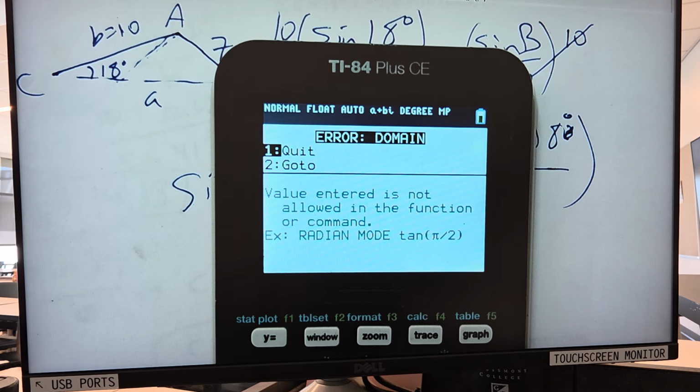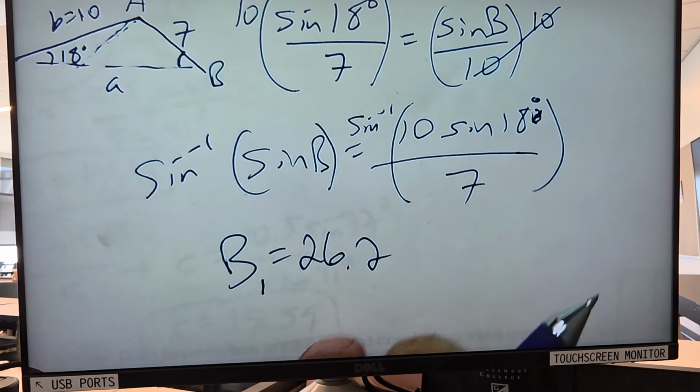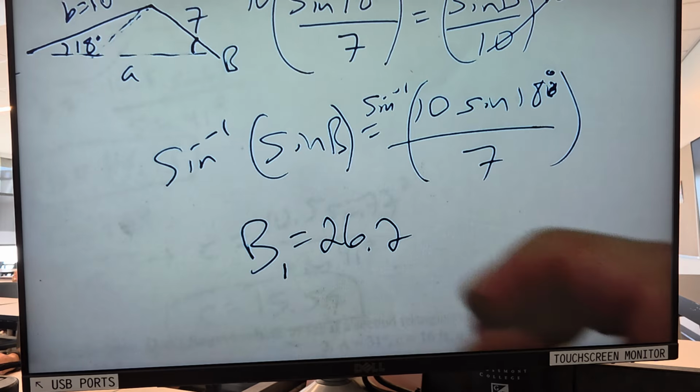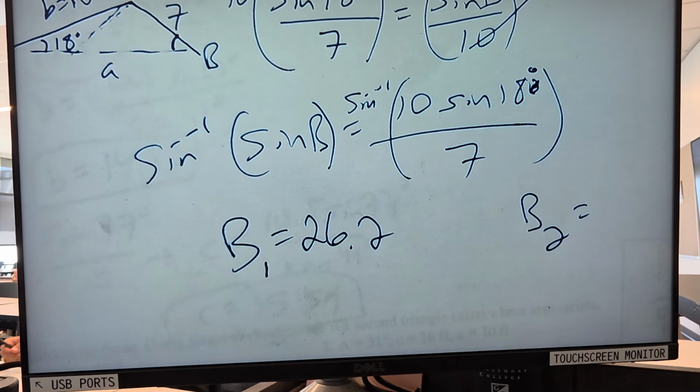So some answers will be no solution. When that happens, you're like, yay. So how do I check if there is a second triangle? What did we say earlier that this here was? This would be the actual angle B in the other triangle, yes? So what is this? 180 minus that.